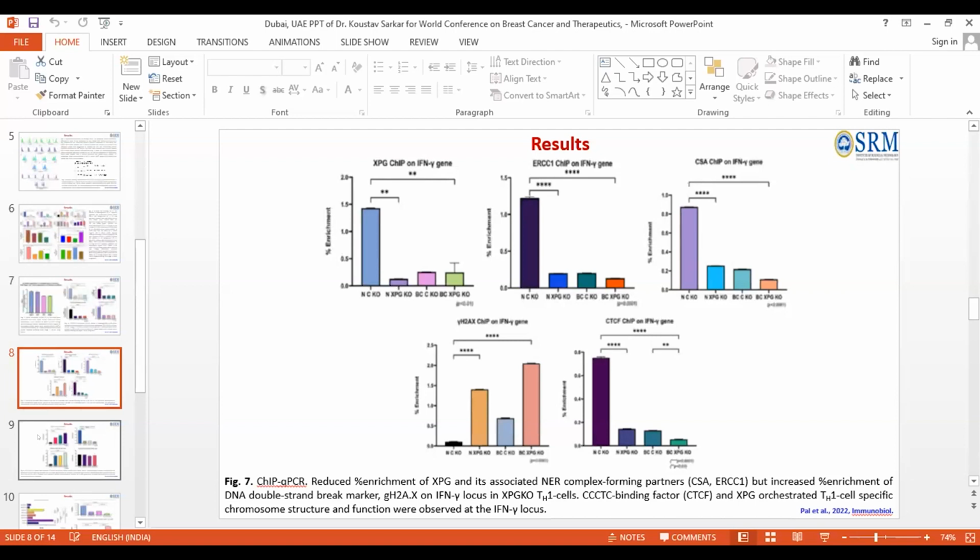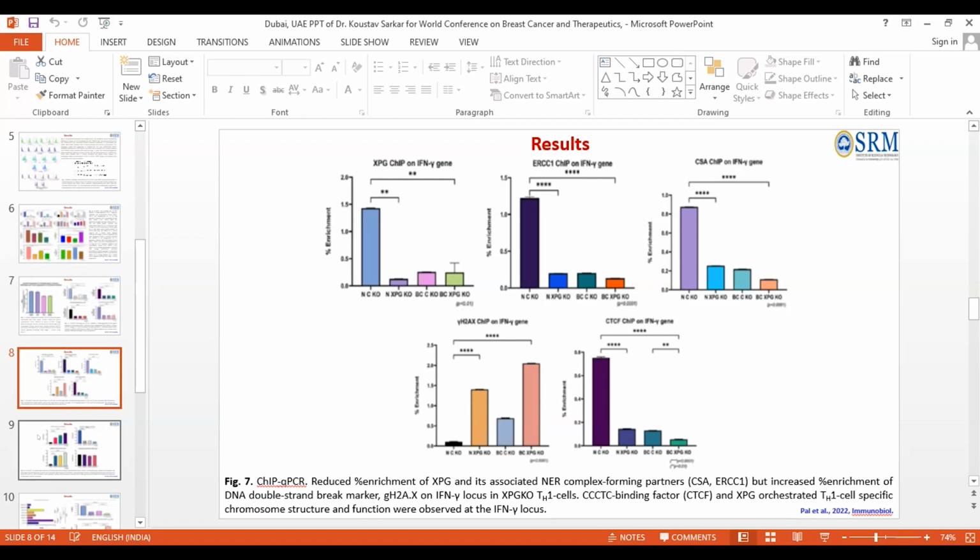And also, interestingly, we have seen the reverse effect with the gamma H2A.X ChIP, which is mainly associated with DNA double strand break, and it shows that when XPG is knocked out, the enrichment of gamma H2A.X is high in both the normal as well as the breast cancer patient. And also we have seen what the interrelationship is with the chromatin factor CTCF, which is mainly associated with looping between different similar kinds of genes.